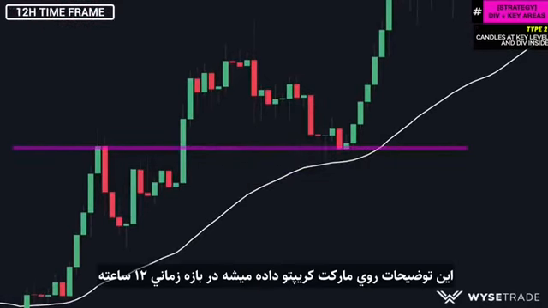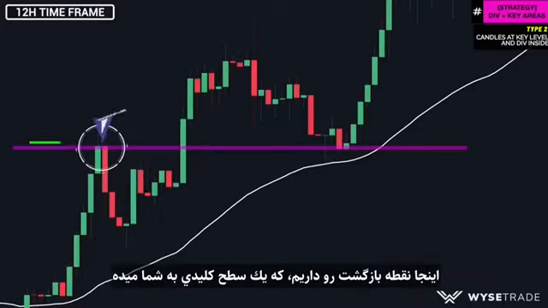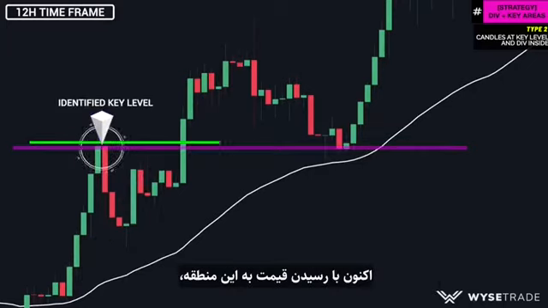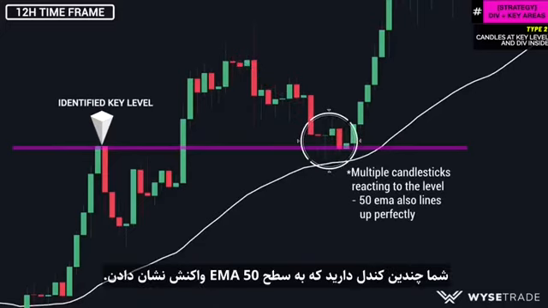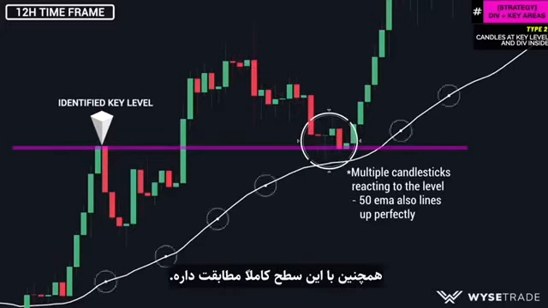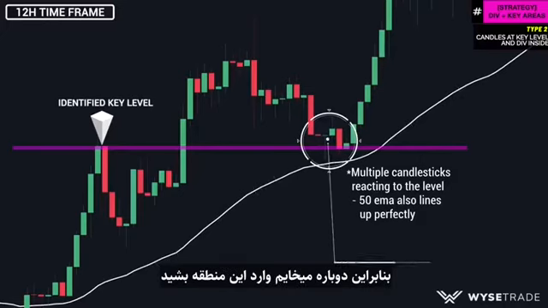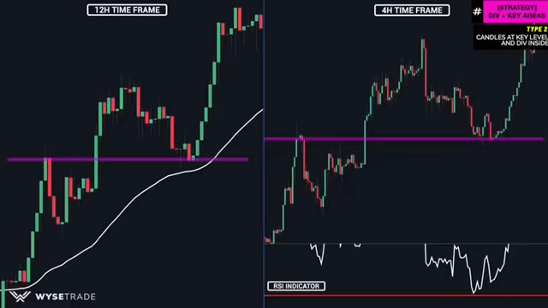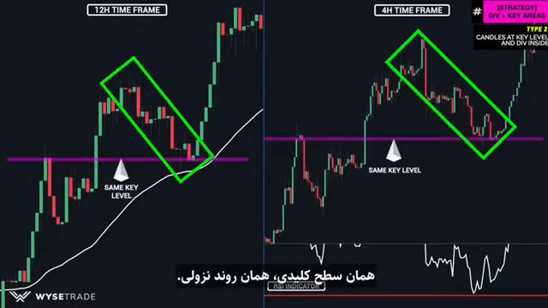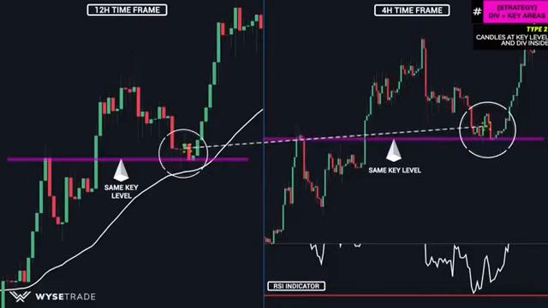This here is on crypto and the 12-hour time frame. You had a clear moving uptrend here. Reversal point here that gave you your key level. Now, as price reached this area, you had multiple candlesticks reacting to the level. The 50 EMA also lines up perfectly with this level. So again, we want to look inside of this area. So let's bring up the 4-hour time frame. Same key level, same downtrend. And this area here is this area here.